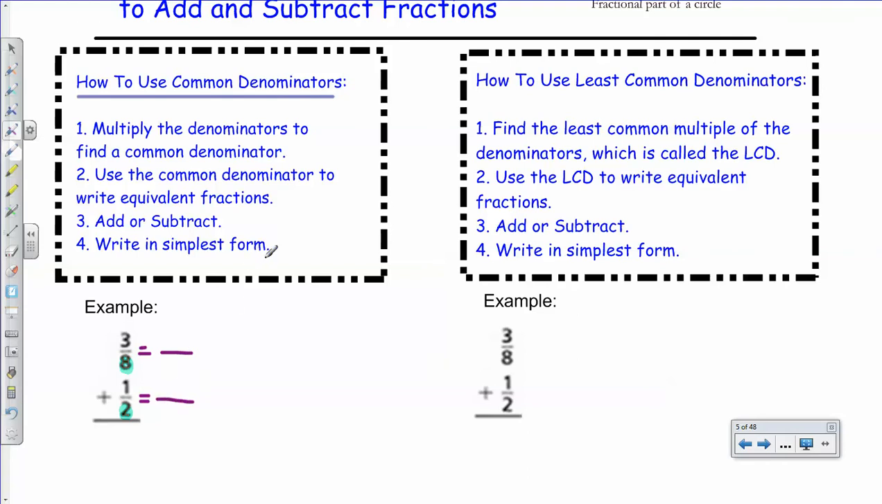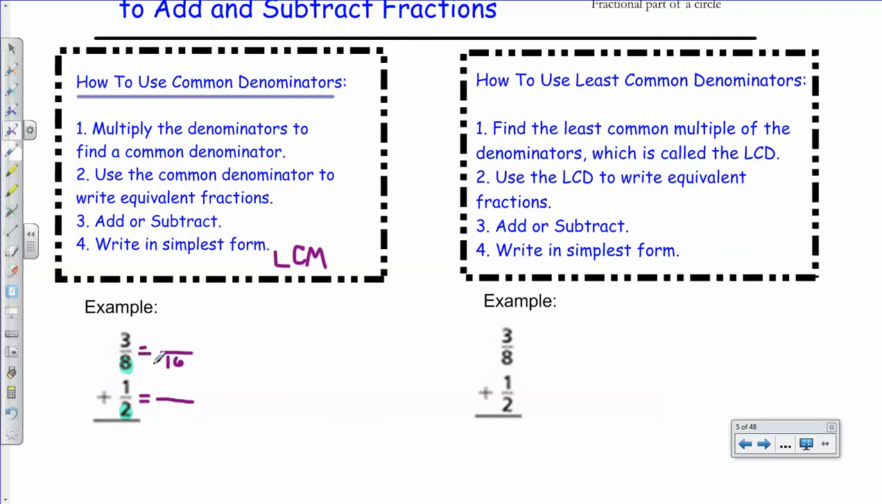What else have we done with least common denominators? Remember when we spent time finding the least common multiple between numbers? That's what we're doing. We're doing common multiples, sorry. Common multiple between 8 and 2. Well, here's what I can do. I can multiply my denominators to find a common denominator. So what's 8 times 2? 8 times 2 is 16.